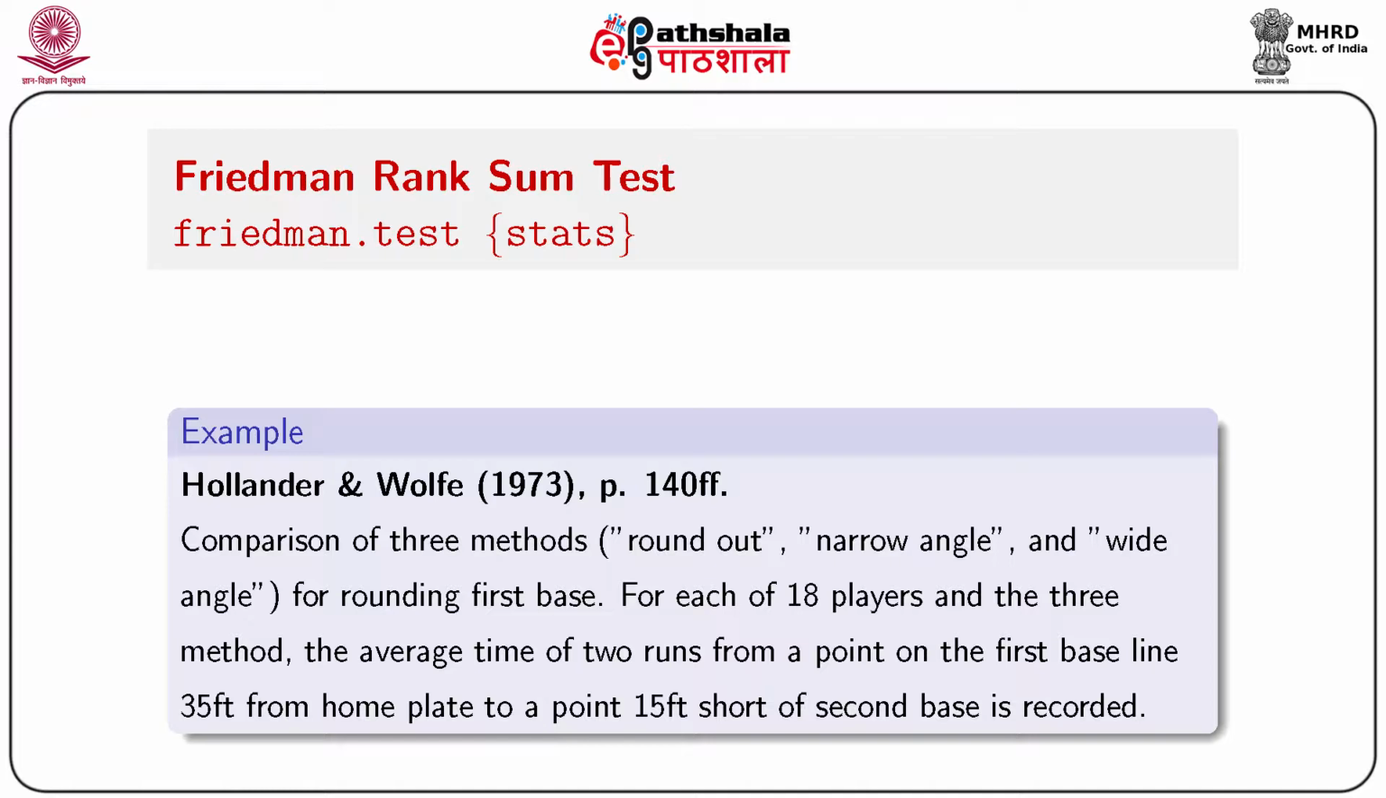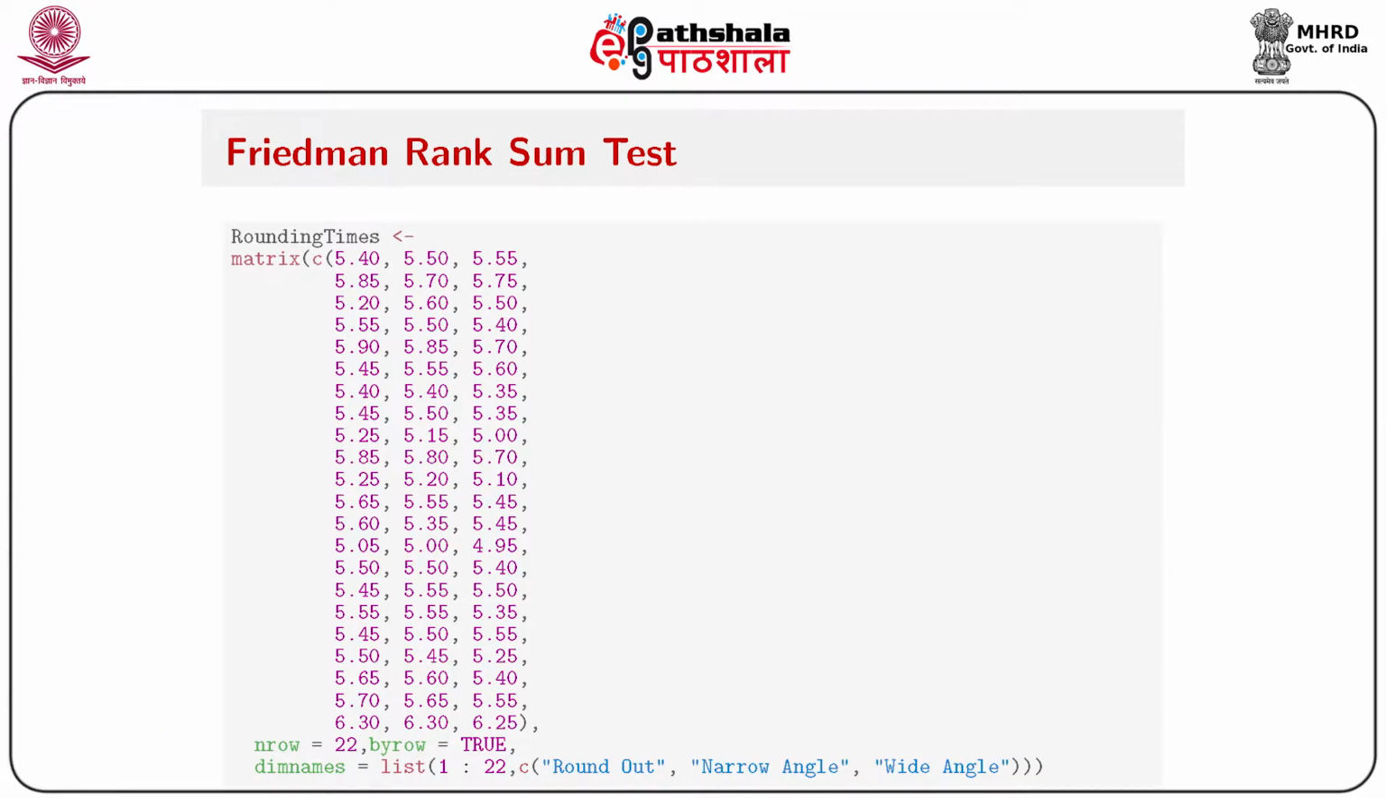Next, we'll see one example, a comparison of three methods: round out, narrow angle and wide angle for rounding first base. For each of 18 players and the three methods, the average time of 2 runs from a point on the first base line 35 feet from home plate to a point 15 feet short of second base is recorded. Here is the data that has been entered in R from the data given in that book. The rounding time is in a matrix form.